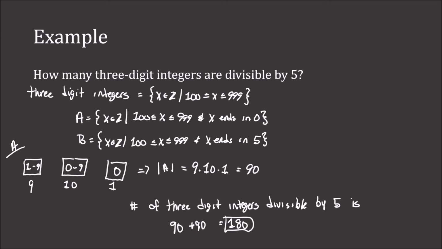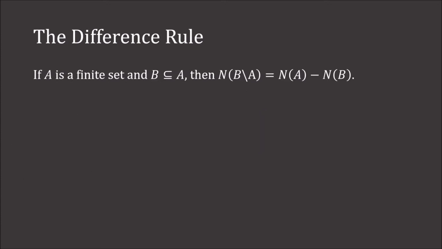Alright, so we now look at the difference rule. If A is a finite set and B is a subset of A, then the number of elements in B minus A is the number of elements in A minus the number of elements in B. Right, and remember that this set here, B minus A, is the set of all elements that are in B, but not in A.